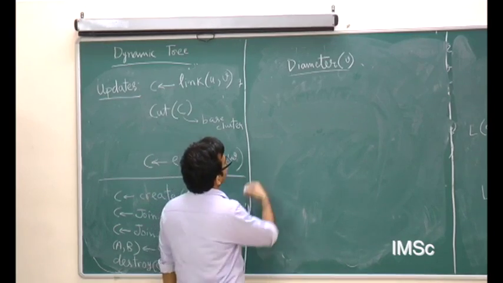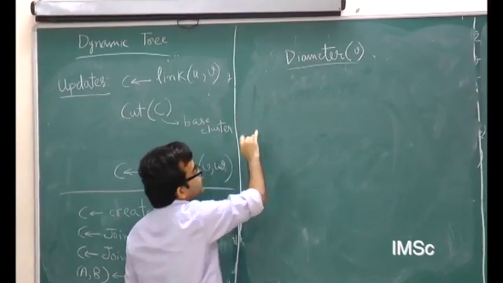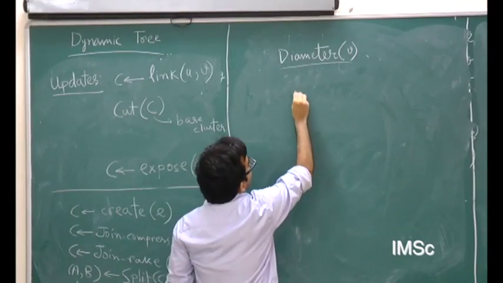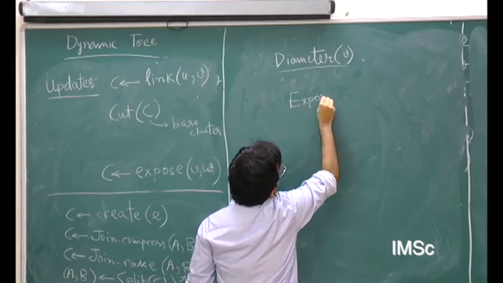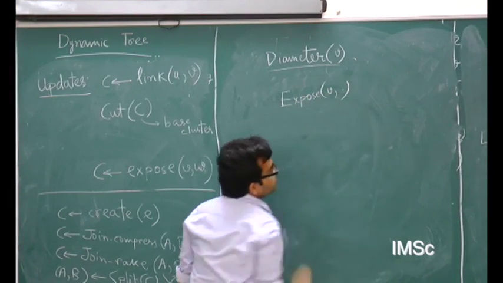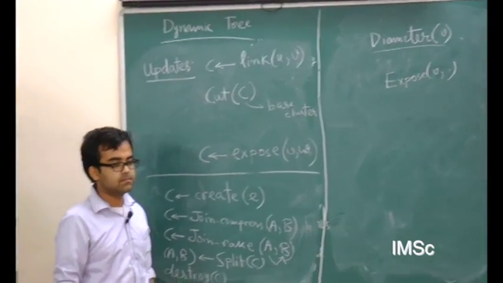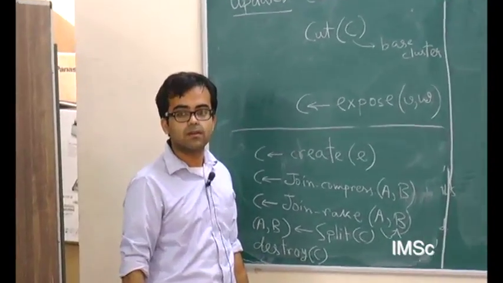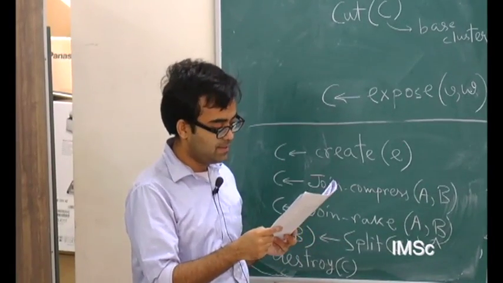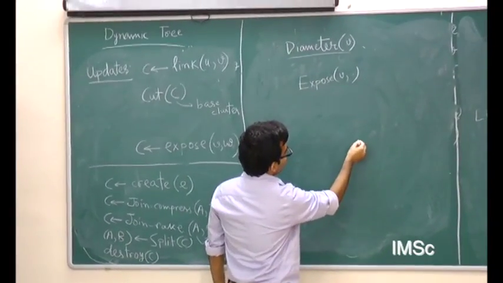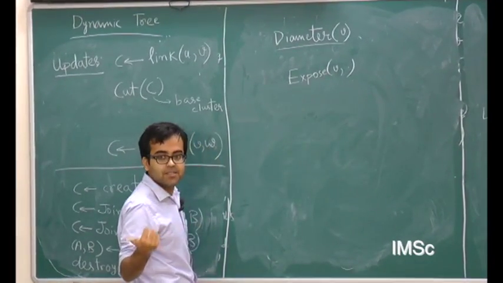Now, as usual, we are going to store some fields with each cluster, and when we are asked this query, what are we going to do? We are first going to call expose V, so that V is now part of the root cluster. Wait, when you say diameter, what does it mean? Find the diameter of the tree containing V. Okay. For each cluster, we store from each boundary the maximum path. Exactly. Wow, you are really fast. Okay, good. It took me some time to figure this out, but can you see what he says?